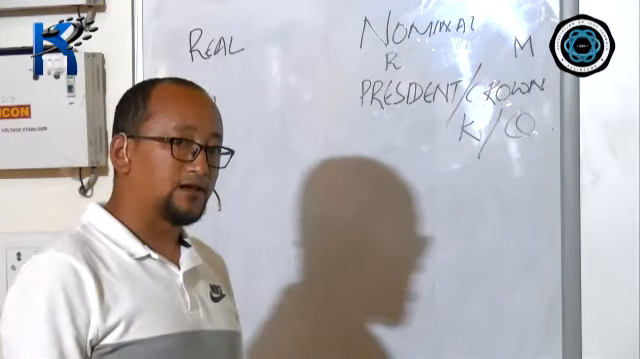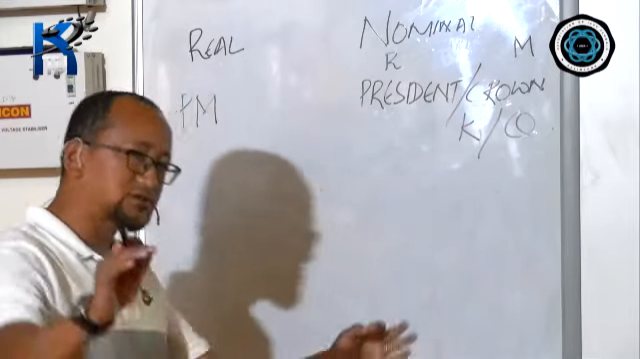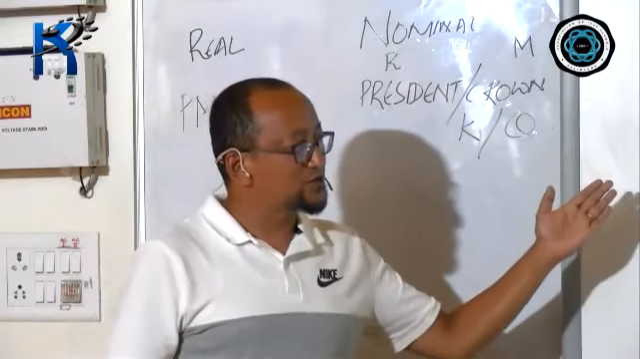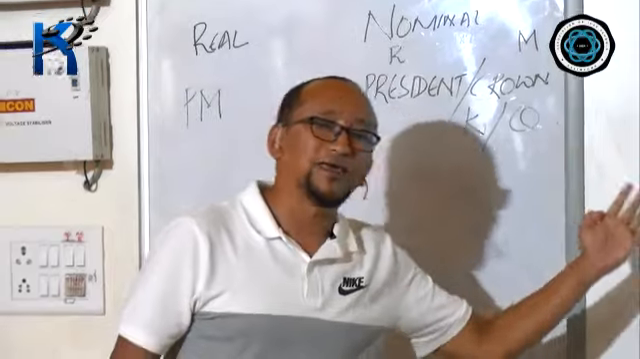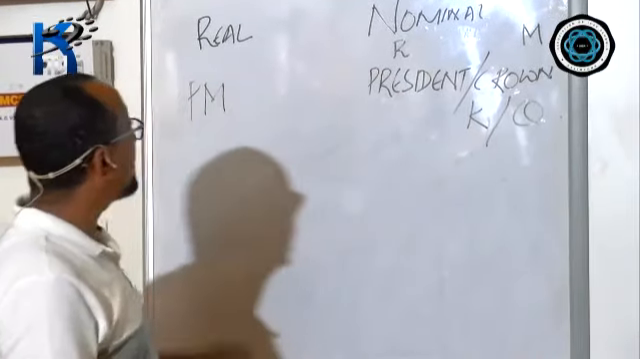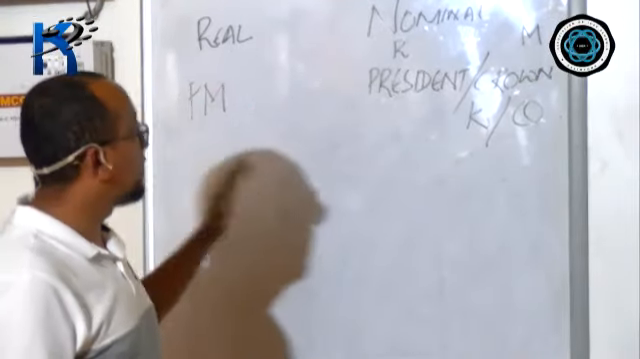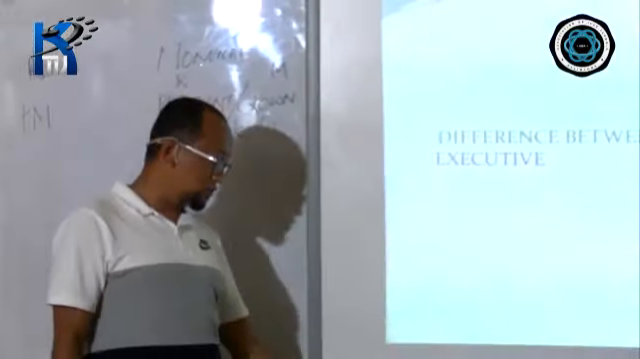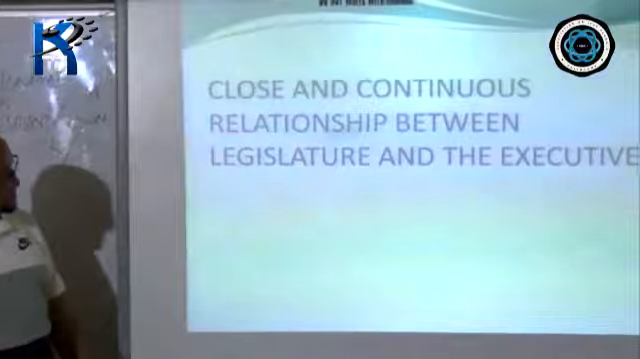So anyway, let's not go very far. First and foremost, the very simple point you look into is the difference between nominal and real executive. That is what we have in a parliamentary form of government. I hope it's okay. So we move on to the next point. All right.